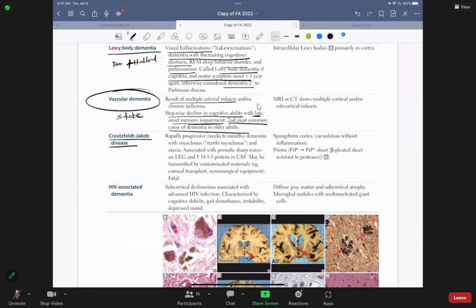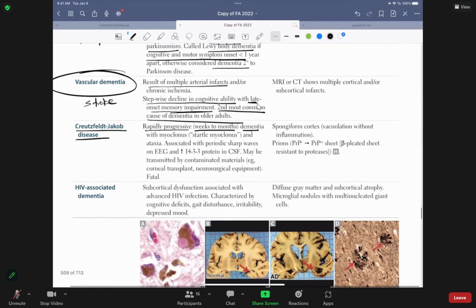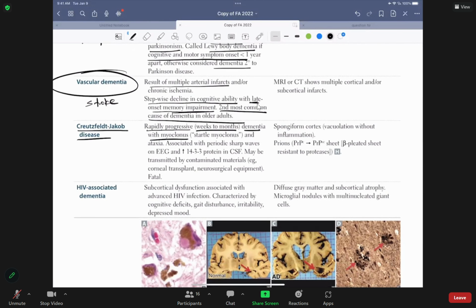Creutzfeldt-Jakob disease, the mad cow disease, right? Now, this is a prion disease, rapidly progressive, weeks to months. This is a very dangerous, one of the worst diseases, folks, okay? Dementia with myoclonus and associated with periodic sharp waves on EEG and increased 14-3-3 protein on CSF. You need to know that. It may be transmitted by contaminated material, folks: corneal transplant, neurosurgical equipment, and FET. There's no treatment for this. You get it, you are done.